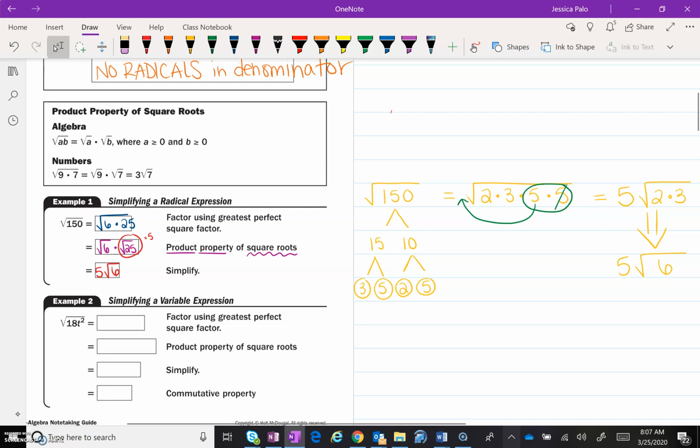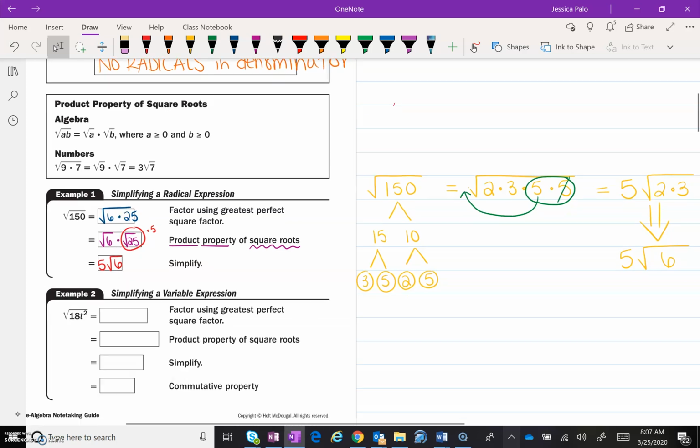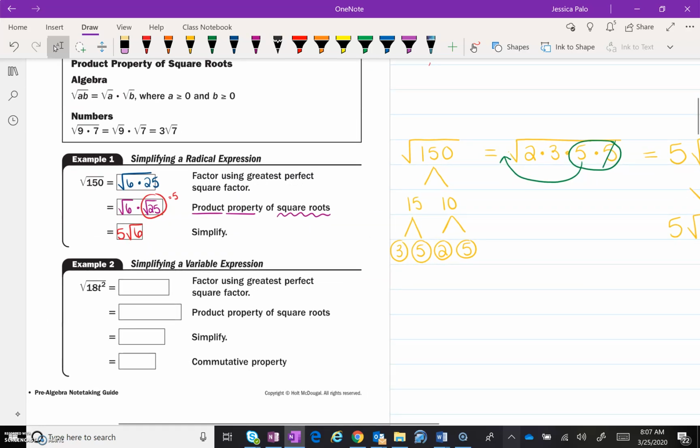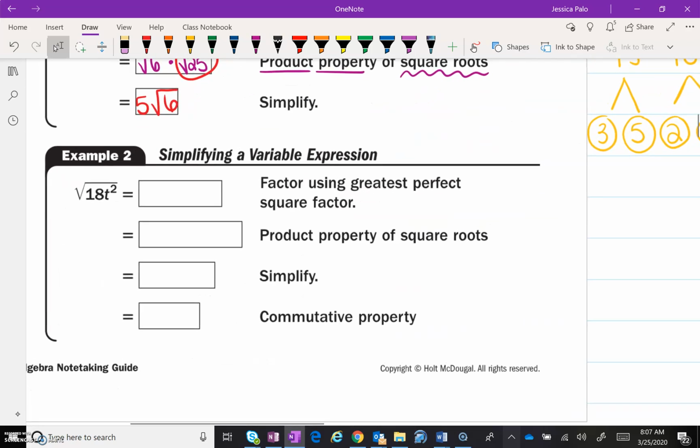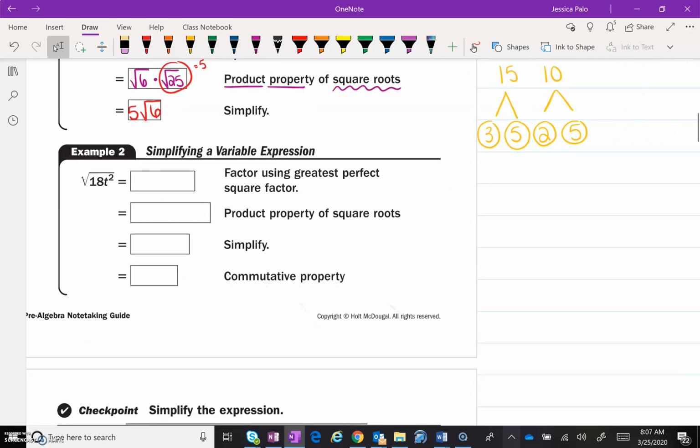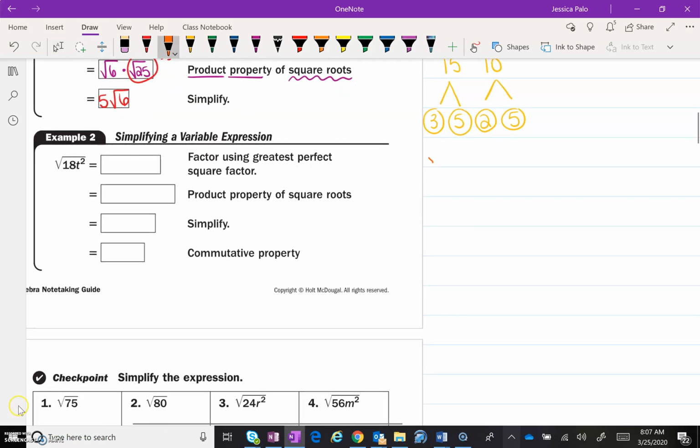Let's try this again in example 2, but this time we've added a variable. So first, I would like to do this using the poodle method, using prime factorization. So let's rewrite off to the side radical 18t squared. Now we need to prime factor. So I want to separate these so I can prime factor effectively. 18 times t squared. Now they're far enough apart that I can factor them.